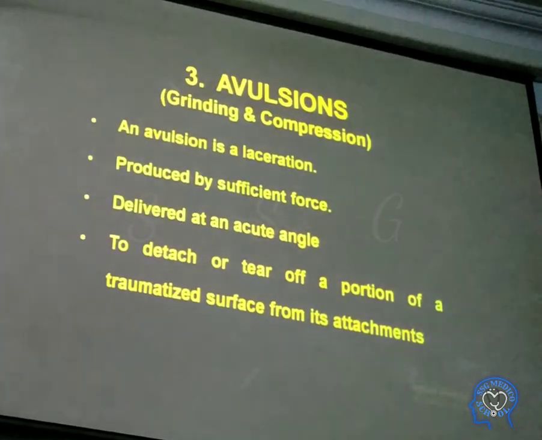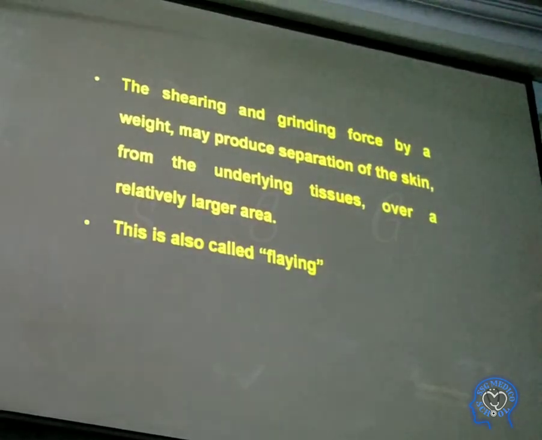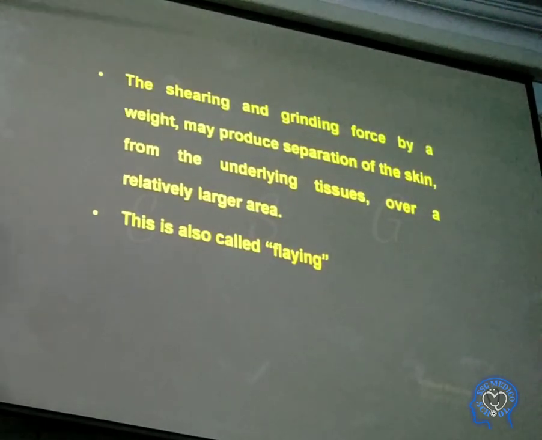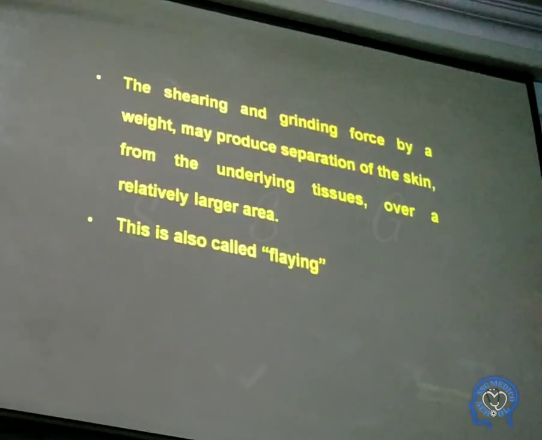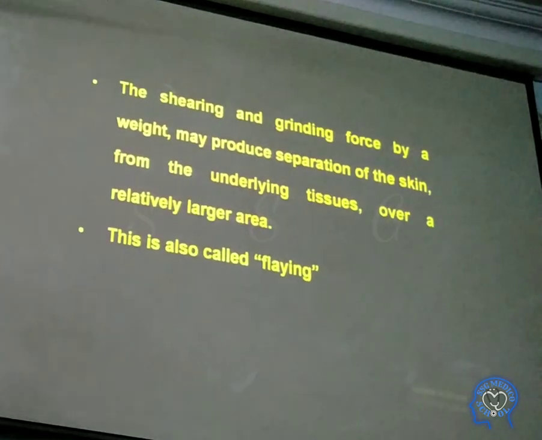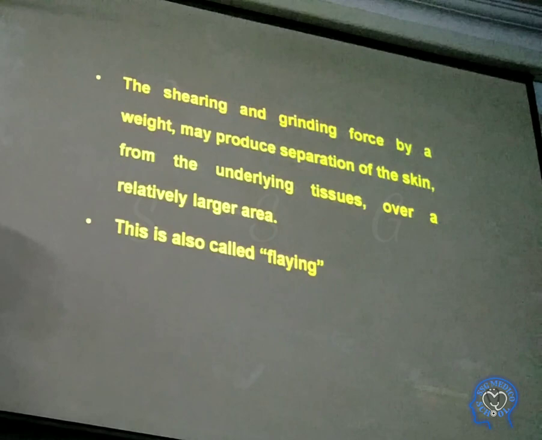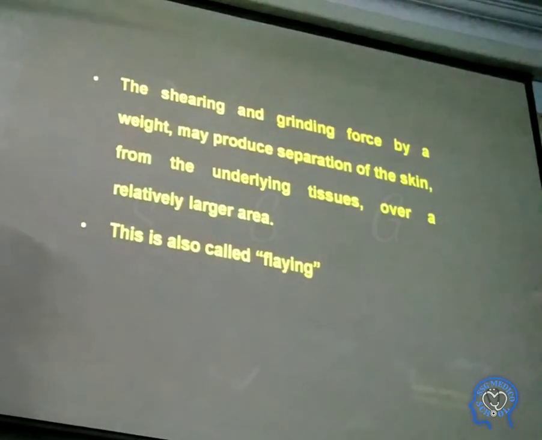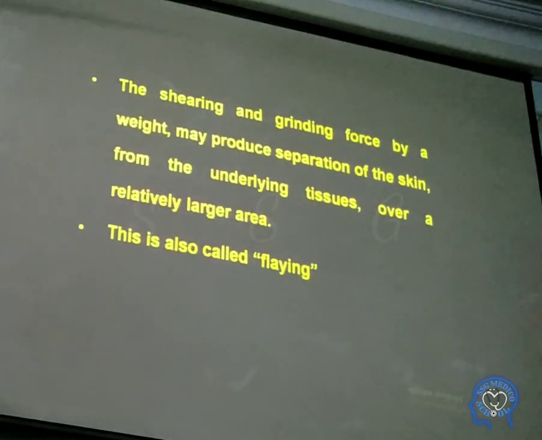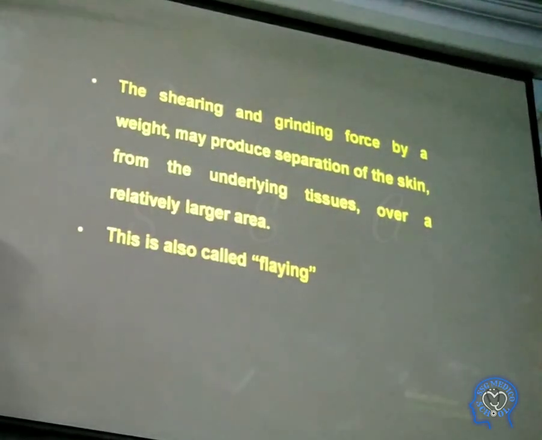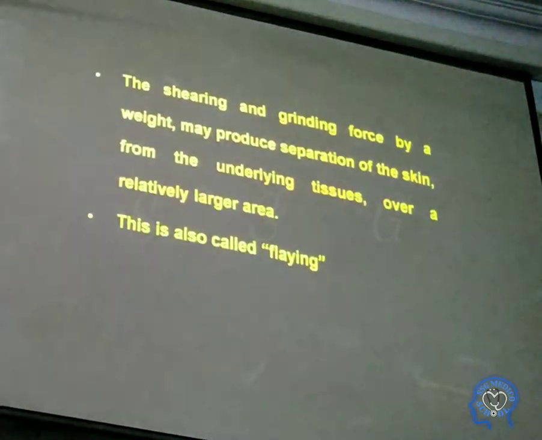Next. Tearing and grinding force by the weight produces separation of skin, bones, muscles. These are crushed and severely damaged. It is also called degloving. Mainly it occurs in accidents by heavy vehicles. Next.